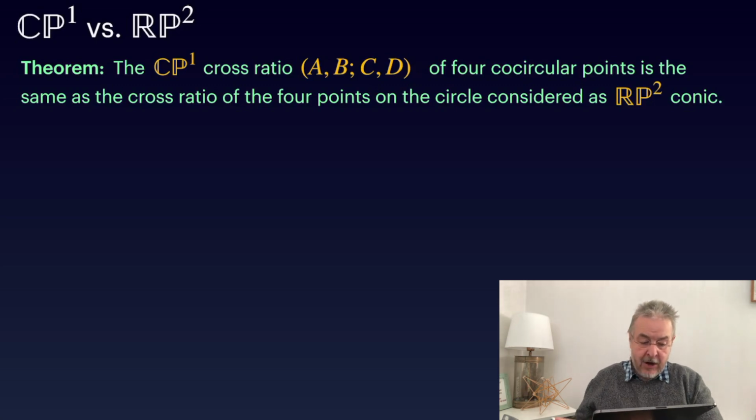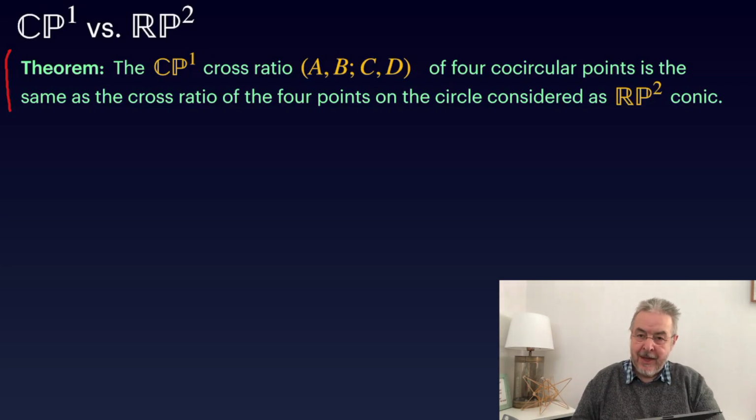In the last lecture I promised you that I will prove this theorem here, which states, I first read it, that the CP1 cross ratio of 4 points, so you have 4 points in the complex projective line, considered as planar geometric object, if they are cocircular, so we know the cross ratio in that case is real, is the same as the cross ratio that we get when we take the same 4 points and consider them on a circle, but now in the real projective plane, in RP2, where the circle plays the role of a conic.